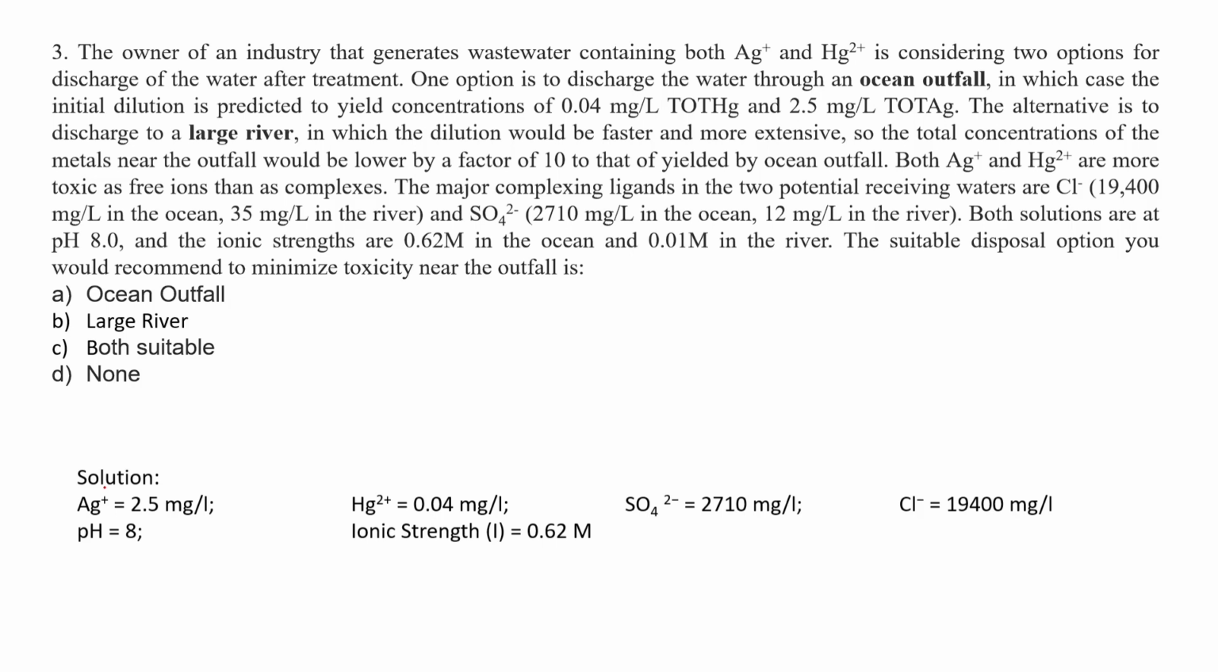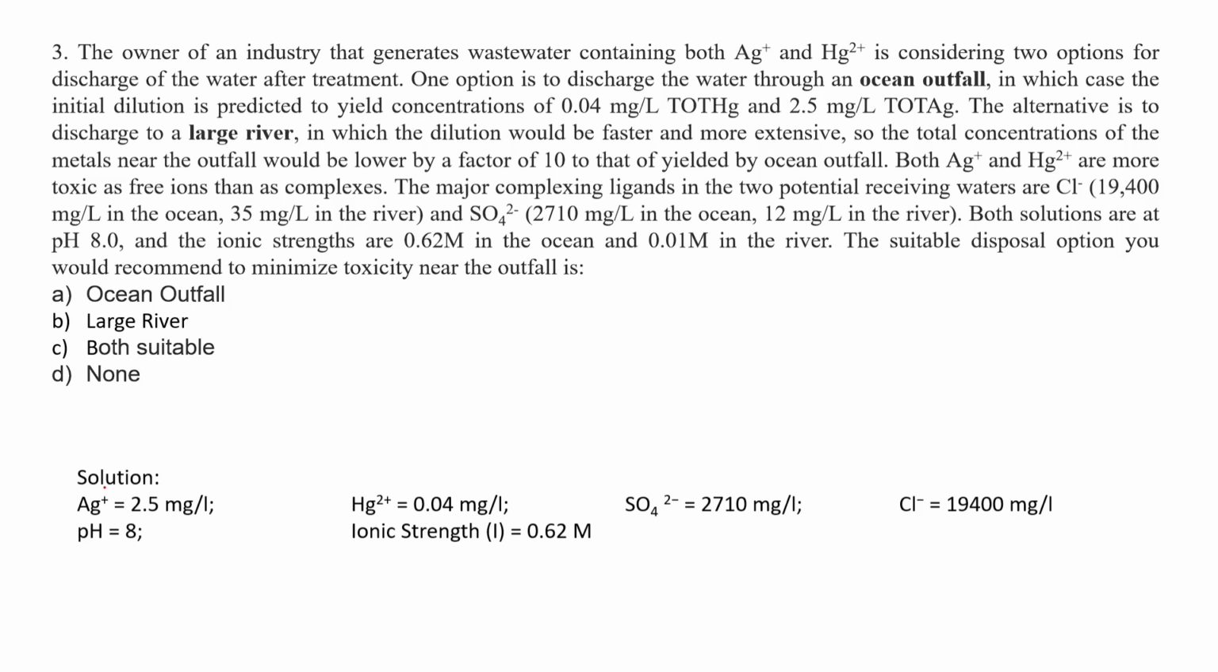And the next option is to discharge to a larger river, in which the dilution would be faster and more extensive, so the total concentration of the metal near the outfall would be lower by a factor of 10 to that yielded by ocean outfall. So whatever the concentration is at the ocean outfall for these metals, it will be divided by 10 in the river outfall, because of the extensive dilution in the river. Again, both Ag+ and Hg2+ are more toxic as free ions than as complexes. So the free ions of these metals are more toxic than the complexes.